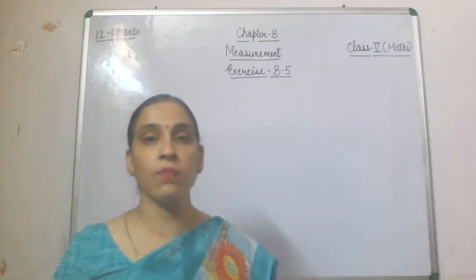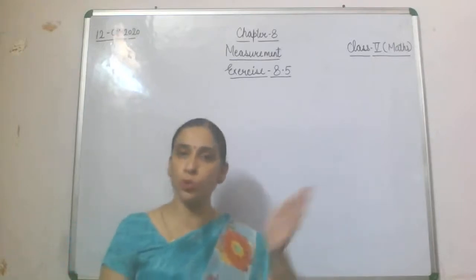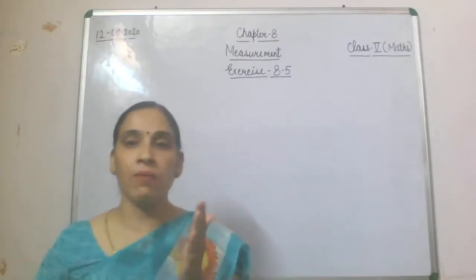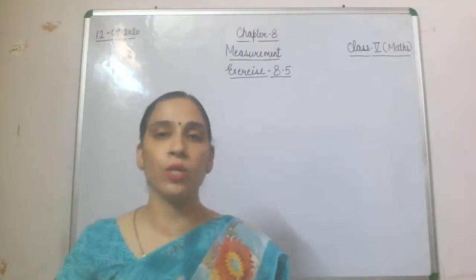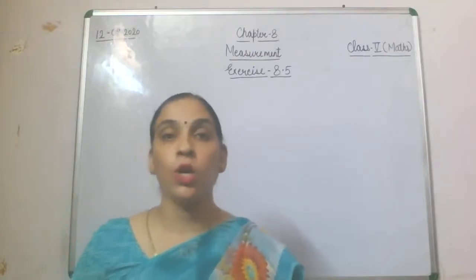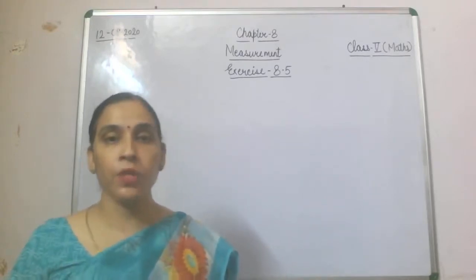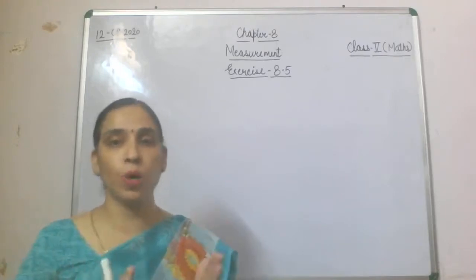Yesterday we have seen whenever you are supposed to convert a smaller unit into a bigger unit, you are supposed to do division. And whenever you require to convert a bigger unit into smaller unit, you will do multiplication. So smaller to bigger we have done yesterday. Today we are going to start with bigger to smaller.